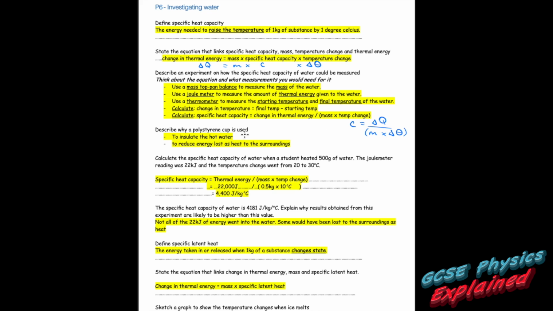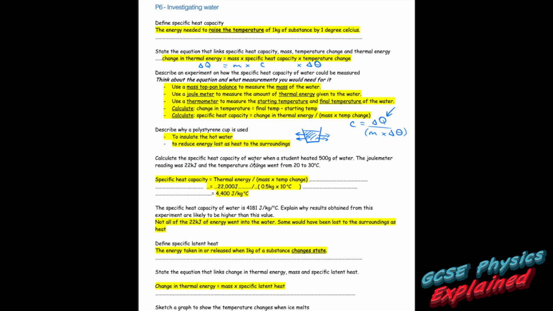Describe why a polystyrene cup is used. So they often put the water into a polystyrene cup. And that's to insulate the hot water, which reduces energy lost as heat to the surroundings. So that helps this value here be more accurate, because all the energy goes into the water and it doesn't dissipate to the surroundings as much if the cup's insulated.